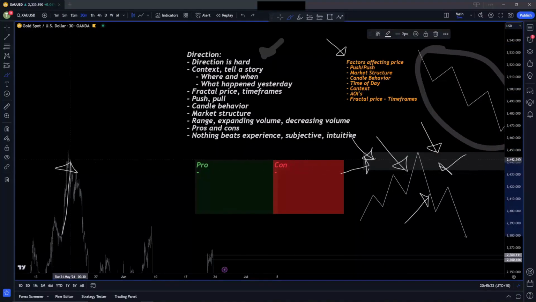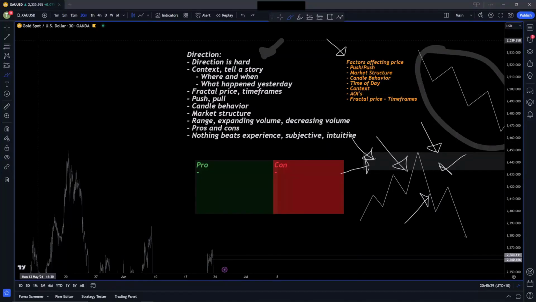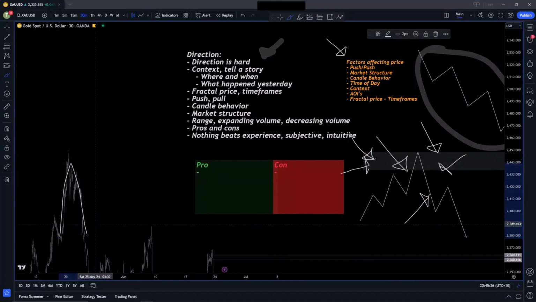When you have a big push up, more often than not, you're going to have a big push down. Smart money concepts, they would say that's inefficiency, all that sort of stuff. It's just, yeah, it goes up, and likely it will go down.